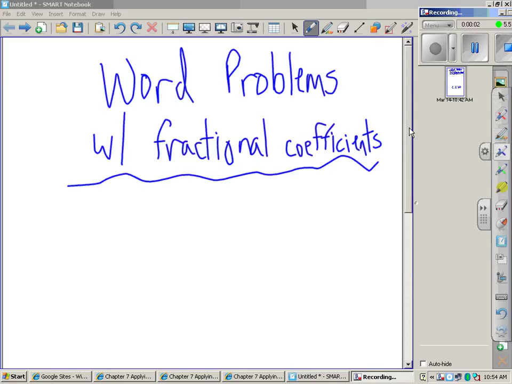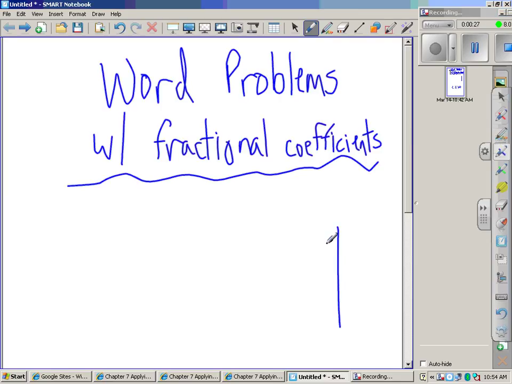Class, today we're going to work on some of the harder word problems with fractional coefficients. One of the ones I want to talk about is the problem on page 307, number 10, where Jackie is commuting 30 miles to her job each day. She finds that if she drives 10 miles per hour faster, it takes her 6 minutes less to get to work. Find her new speed.